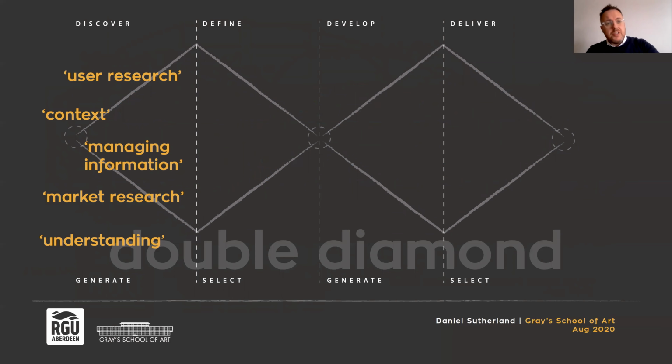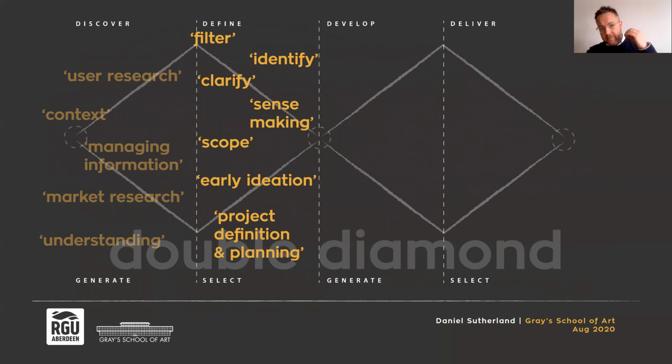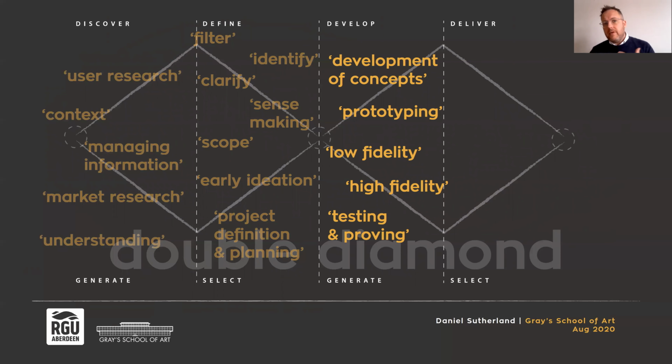So in these quadrants, things like research, context mapping, managing information, market research, just understanding your creative challenge. In the define phase, you're filtering, you're identifying and clarifying, you're making sense of the brief, you're understanding and you're scoping out what the challenge is and how you are going to deal with it. In the development phase, you're really looking at developing those concepts that you identified as being potential direction within your define phase. This is the problem in our discover phase, defining how you might approach that in your define phase, and then beginning to develop ideas.